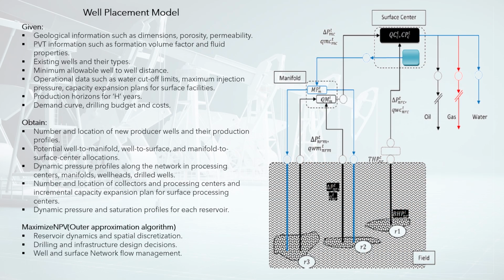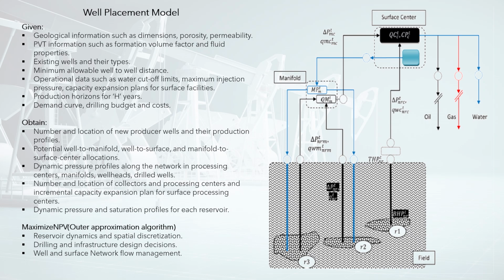Well placement model. Given: geological information such as dimensions, porosity, and permeability; fluid information such as formation volume factor and fluid properties; existing wells and their types; minimum allowable well-to-well distance; operational data such as water cutoff limits, maximum injection pressure, and capacity expansion plans for surface facilities; production horizons for H years; demand curve, drilling budget and costs.